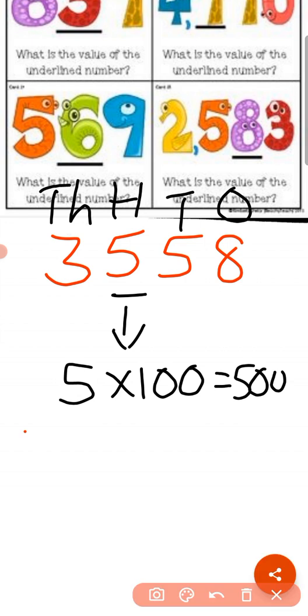Suppose we are taking this 5, that is the 5 in the tens place. Its place value is 5 into 10 is equal to 50. Here the digit is the same, 5, but its place value is different.